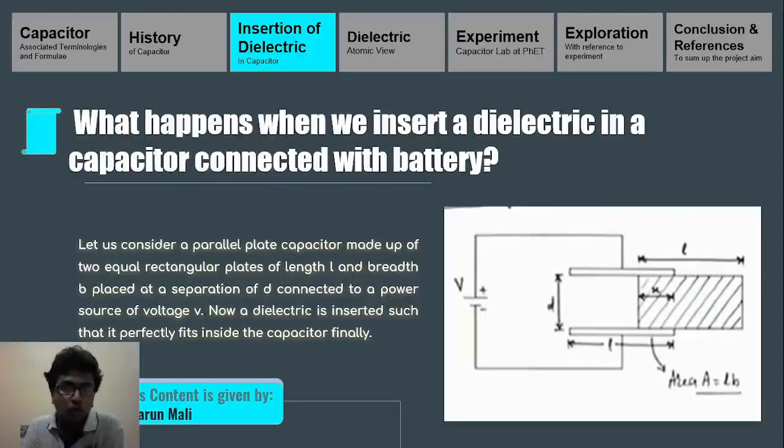Now we have come to the topic of insertion of a dielectric. We are going to see what will happen when we insert a dielectric into a capacitor that is connected to a battery. So here we have the situation: the capacitor is connected to a battery, and then we insert a dielectric into it, so that finally the dielectric is fully inserted inside the capacitor. How the force will act, we will derive in the next video.